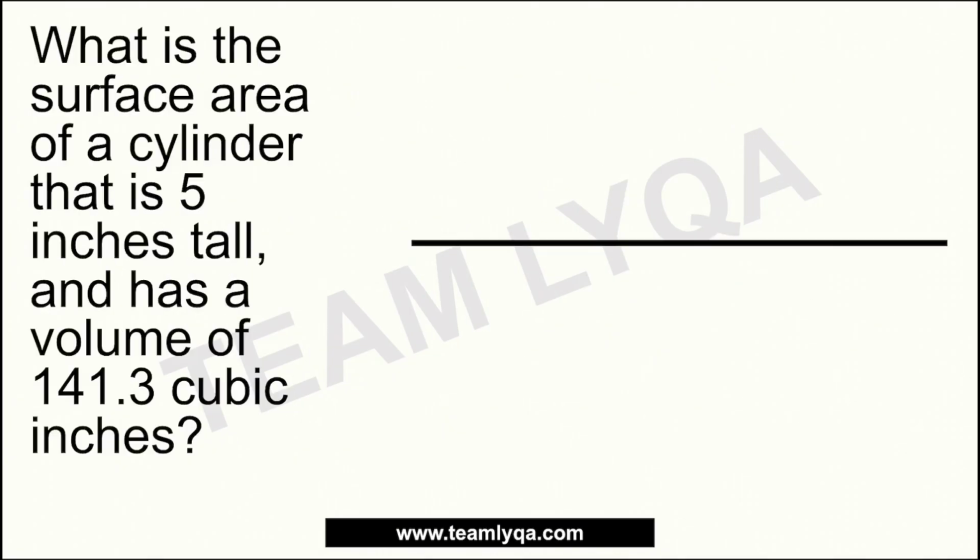Alright, so let's take this question. Sabi, what is the surface area of a cylinder that is 5 inches tall? So, ito yung kanyang height. And then, sabi, ang volume daw niya is 141.3 cubic inches. So, dahil binigay yung buong volume, kukunin natin from the volume na formula kung ano yung radius. And then, we will solve for yung pinaka-surface area using that radius na makukuha natin.